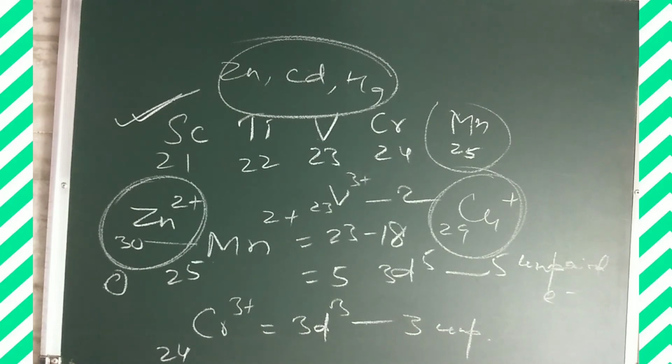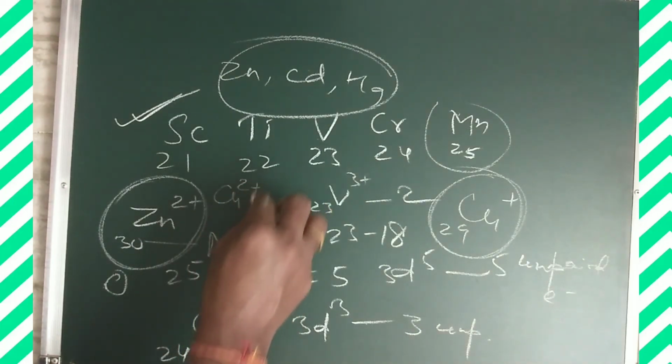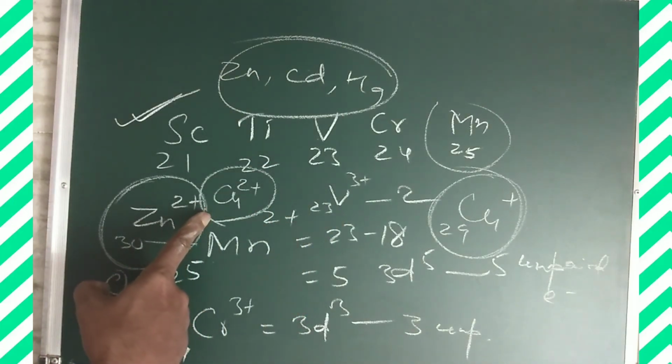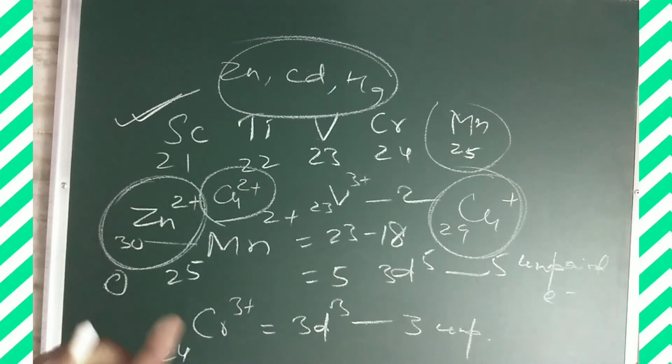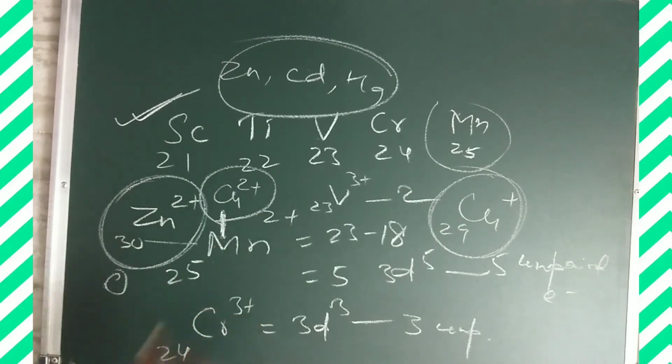Suppose they ask you for copper 2+. Copper is 29, 29 minus 2 is 27, 27 minus 18 is 9, 9 means 1 unpaired. So copper 2+ has 1 unpaired electron. So this way you can find out the number of unpaired electrons for the 3d series.